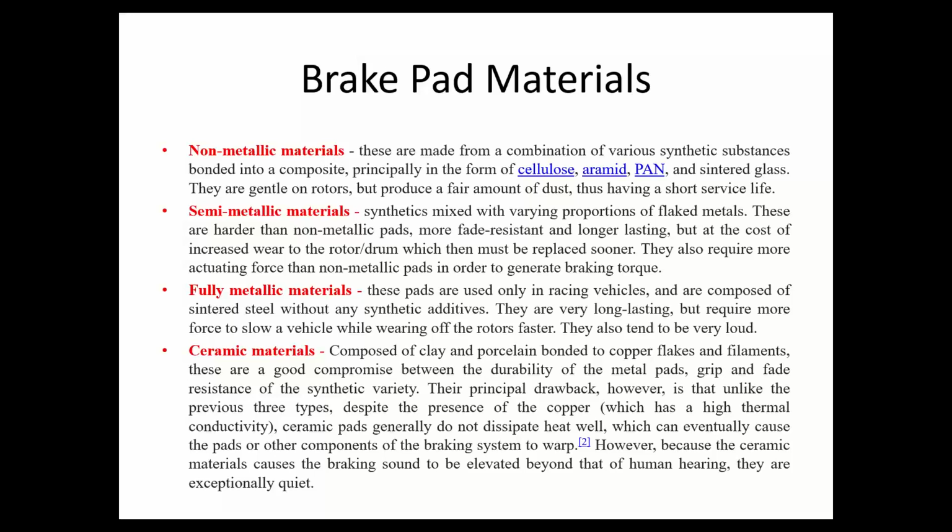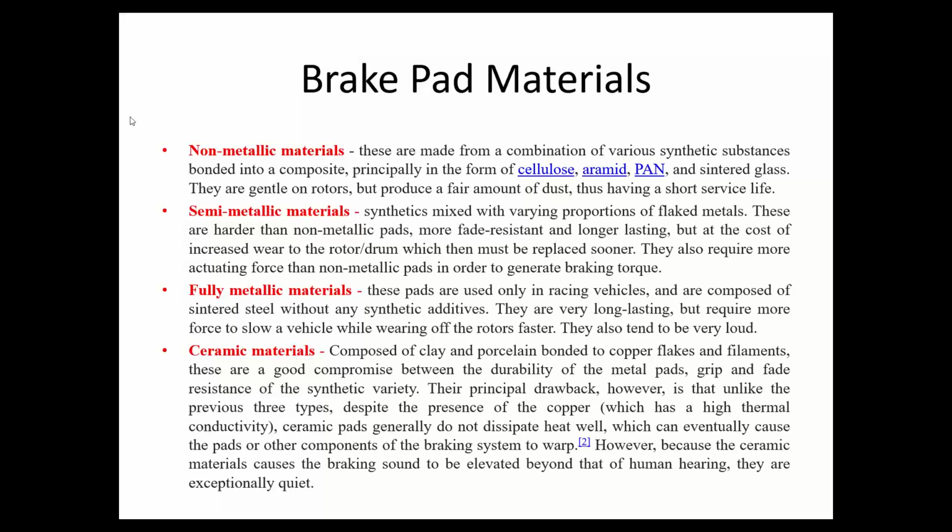So not only producing the dust, their lifespan is very short. So some of the non-metallic materials can be used only for olden days vehicles where speed is less. Right, with a short speed you can run the vehicle. The second one is semi-metallic materials. It's a combination of various flaked metals as well as non-metallic pads. They are a combination of both. So they are a bit fade resistant compared to non-metallic substances. But the cost will be increased. Why? Because you are clubbing two different materials. The cost will be higher. So their fade resistance is better as compared to non-metallic materials.